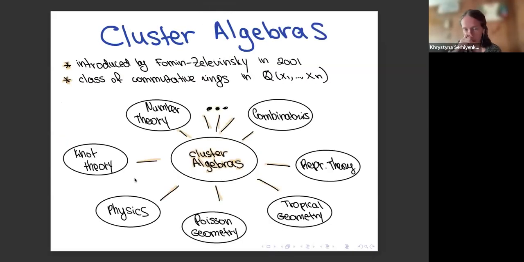Okay, so some background or some history. Cluster algebras were introduced by Fomin and Zelevinsky in 2001, so about 20 years ago. It's a class of commutative rings that live inside the field of rational functions on the variables x1 through xn. These are the indeterminates, and let's say my coefficients are in Q, the rational numbers, so the elements are just, say, a polynomial divided by a polynomial in these variables x1 through xn.